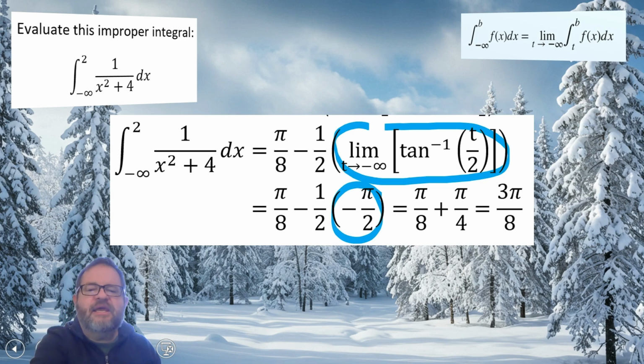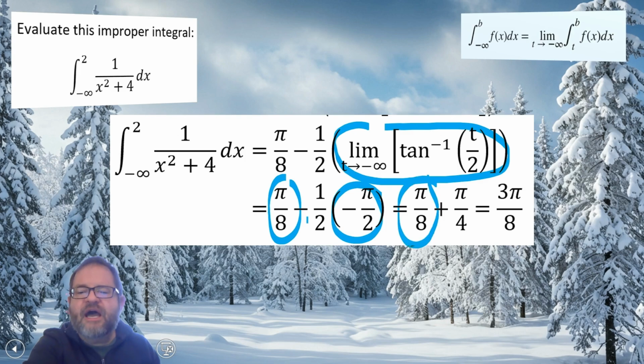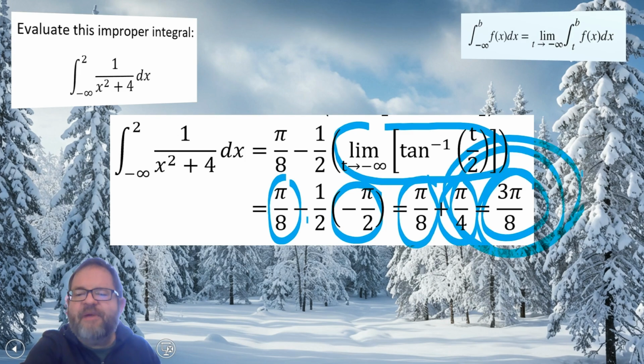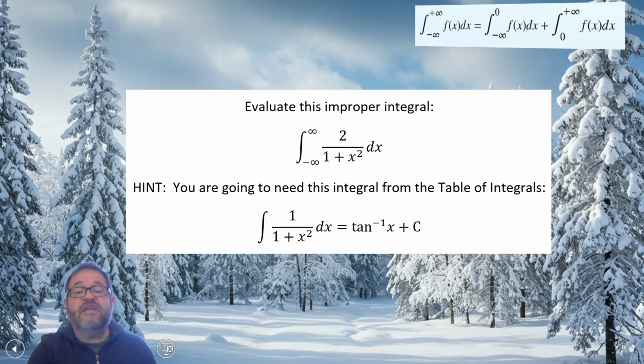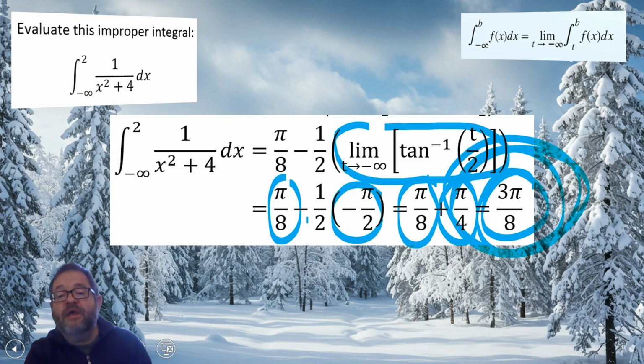So I've got pi over 8 minus 1/2 times negative pi over 2. That's pi over 8 plus pi over 4. That is 3 pi over 8, which is in fact the right answer. This integral converges to 3 pi over 8. There's a finite area under that curve between negative infinity and 2. And it works out to 3 pi over 8.